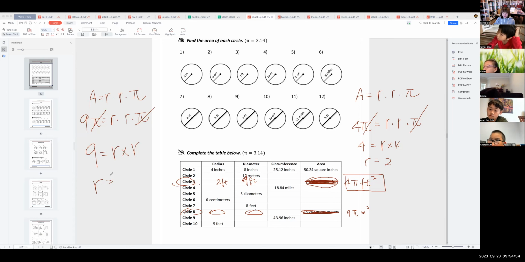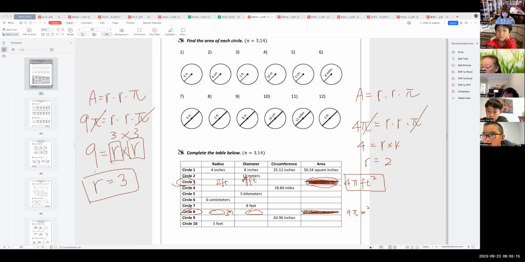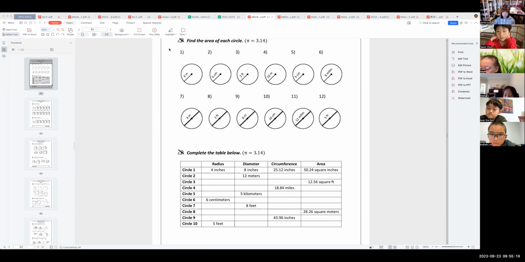Wait, 9 times 1. 3 times 3 equals 9, correct? Right? So we want to guess the value of the radius. So it's 3 times 3 equals 9. So radius equals 3, right? So we have radius equals 3 meters. So what is the diameter? Diameter is double the radius, so it's 6 meters. Correct, everybody? Okay, good job.